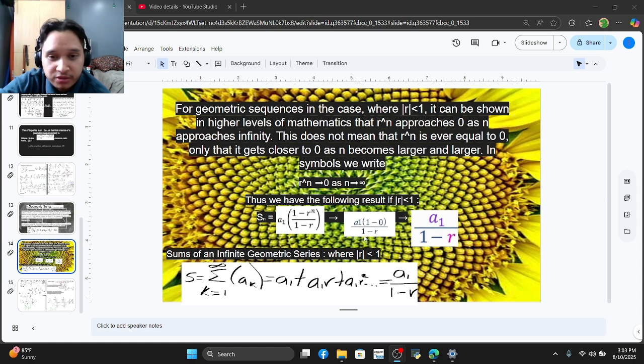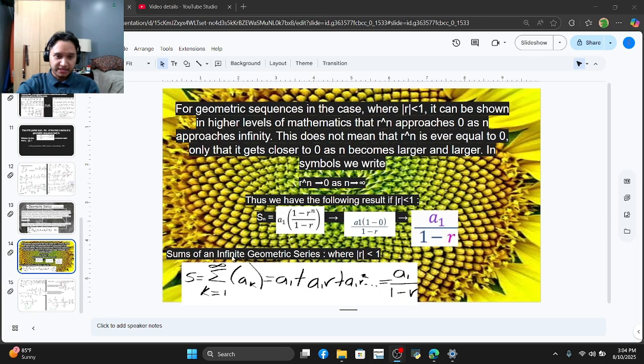So 1 minus 0 is like saying we just only have a to the 1. We only take the first limit. We only take the first number of the sequence.